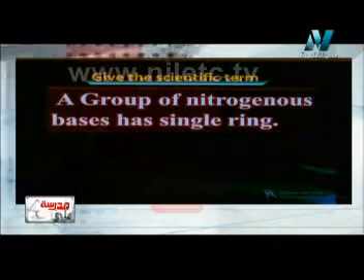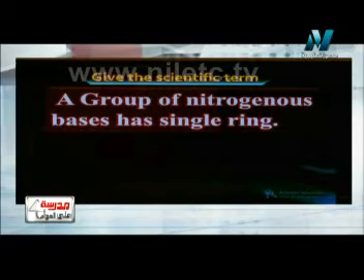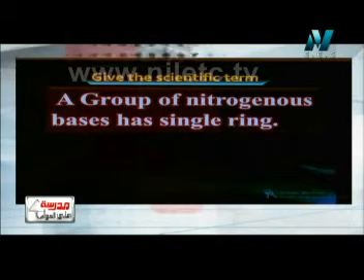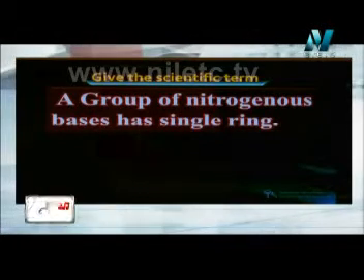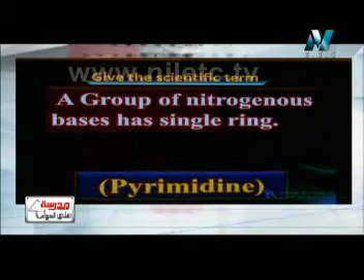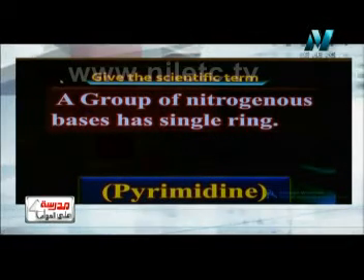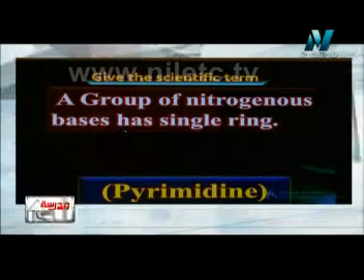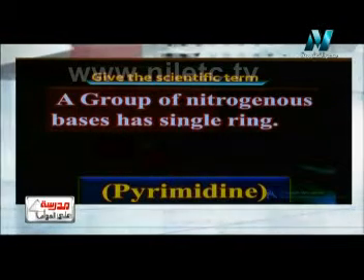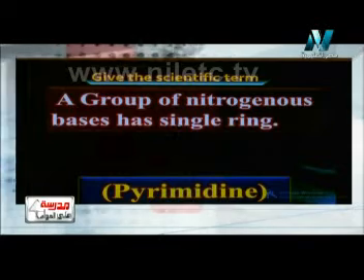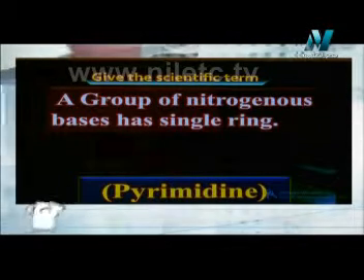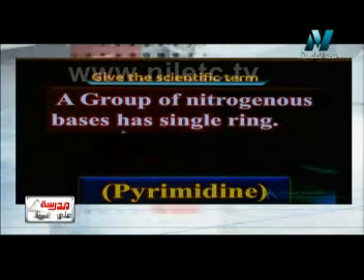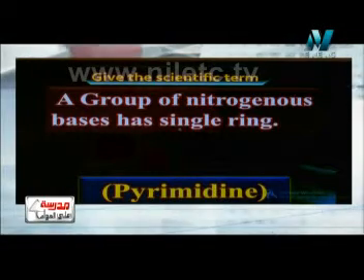The next. A group of nitrogen bases that has a double ring is called the purine nitrogen bases, A and G. A and G are purine nitrogen bases made of double rings, but the pyrimidine nitrogen bases are made of a single ring, T and C, or thymine and cytosine. So the nitrogen bases are divided into purines with double rings and pyrimidines with a single ring.